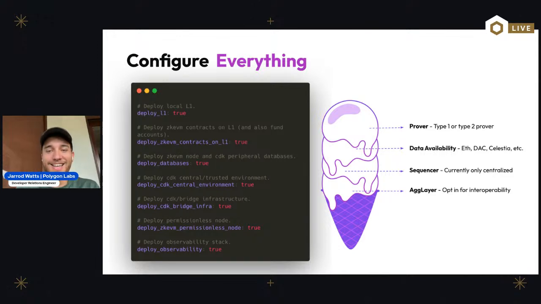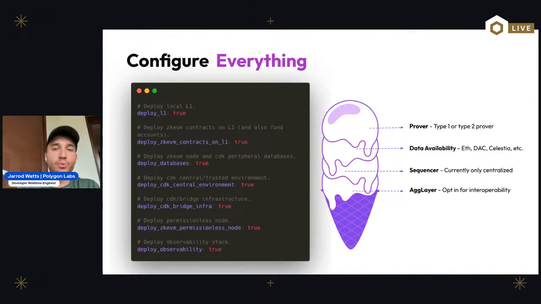And then on the right-hand side here, I did this little ice cream cone diagram to say you're building like an ice cream cone, right? When I get ice cream, I get like 5 scoops of it. But the ice cream cone that you're building is like, do I want to opt into this as my data availability layer? Here's how I want my sequencer to behave. In the future, the options will be more diverse. Right now, it can only be centralized, but we're working on decentralizing the sequencer as well.